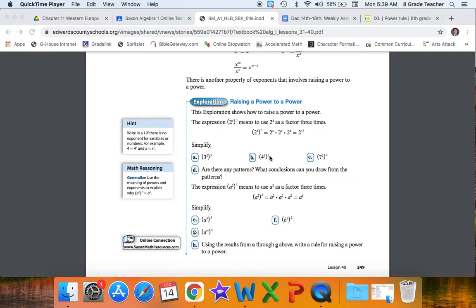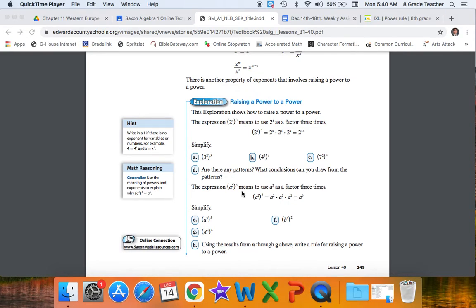Are there any patterns, or what conclusions can you draw from these patterns? The conclusion would be that instead of writing it out in the form of repeated addition, like 4 plus 4 plus 4, or 5 plus 5, or 2 plus 2 plus 2 plus 2, you simply multiply those exponents, which is our power rule. The expression, for example, a squared to the 3rd power, means to use a squared 3 times as a factor: a squared times a squared times a squared.